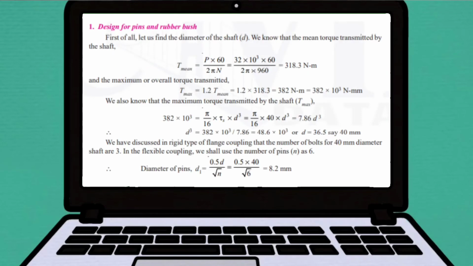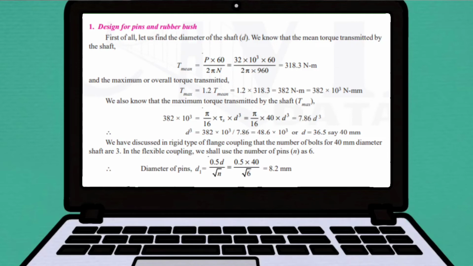As we have laid down what is given, we will proceed to number 1. Design for pins and rubber bush. First of all, let us find the diameter of the shaft. We know that the mean torque transmitted by the shaft is T mean is equal to power times 60 over 2 pi N, equals 32 times 10 raised to 3 times 60 over 2 pi times 960 RPM, equivalent to 318.3 Newton meter. The maximum overall torque transmitted would be T max is equal to 1.2 times T mean, so is equal to 1.2 times 318.3, equivalent to 382 Newton meter, or 382 times 10 raised to 3 Newton millimeter.